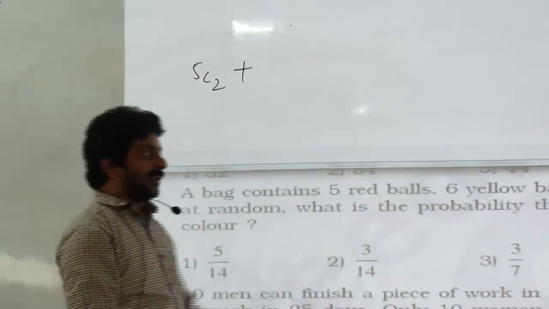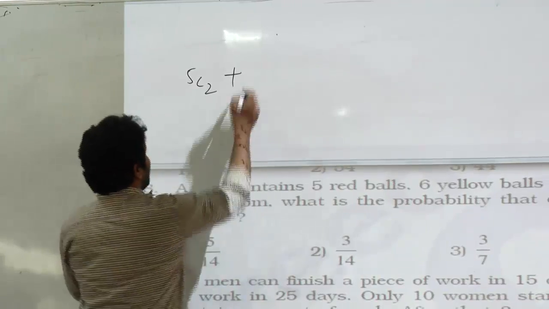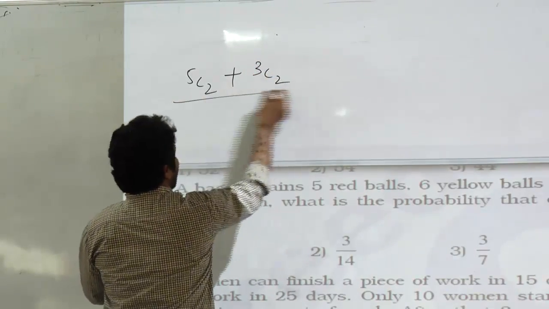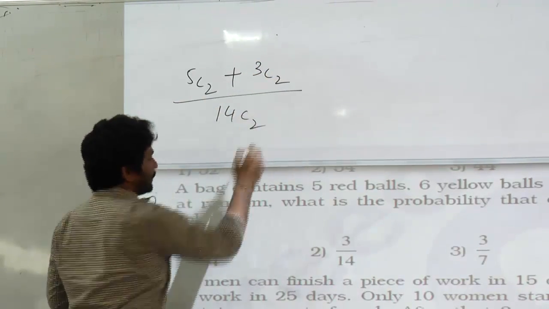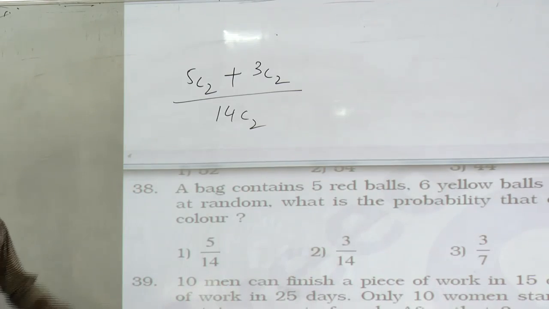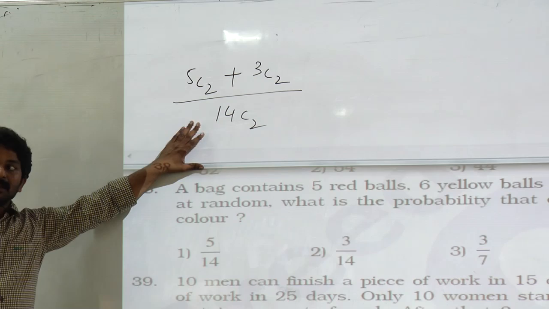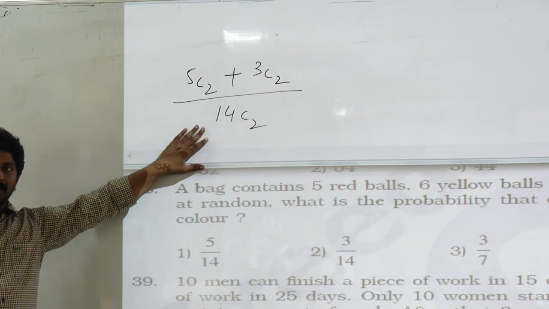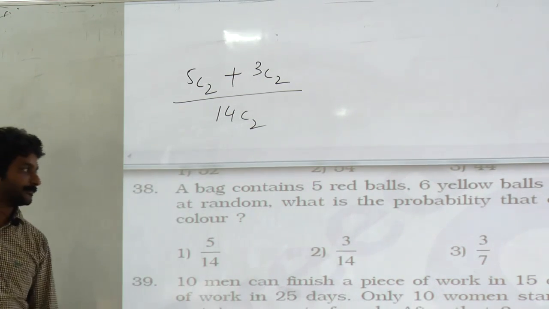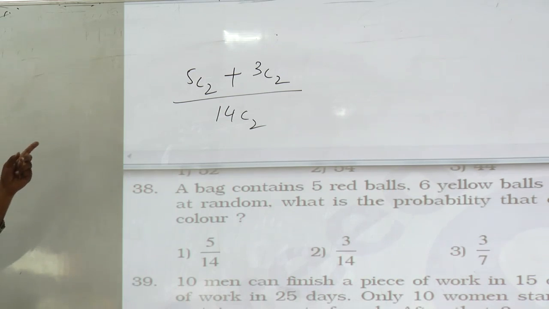both can be green. How many green balls we have? 3. We can do it in 3C2 ways. Out of total 14C2. Total number of outcomes 14C2, because you are getting 2 balls out of 14. You can do it in 14C2 ways. Hope you can calculate that. What is your answer? 1 by 7.